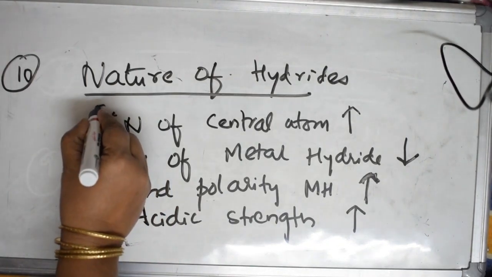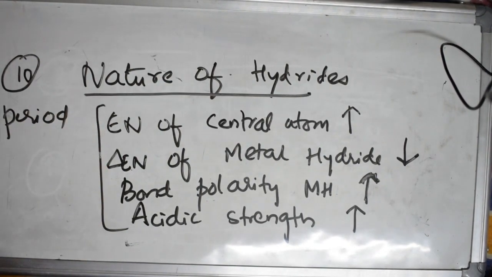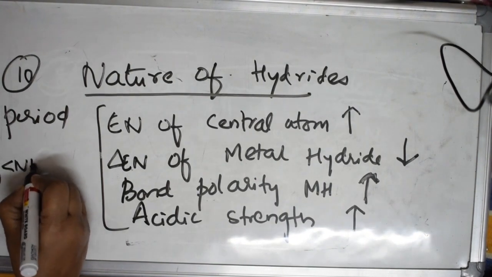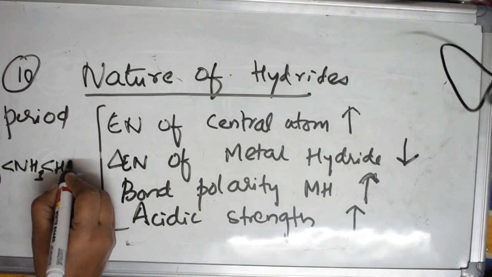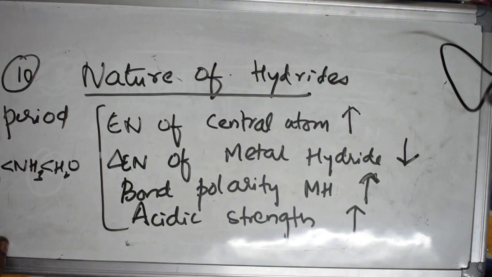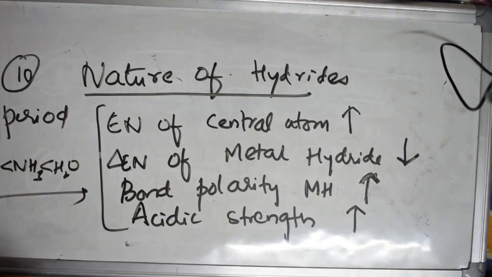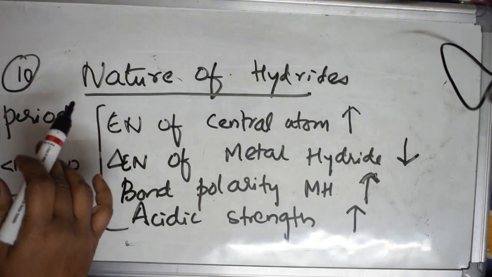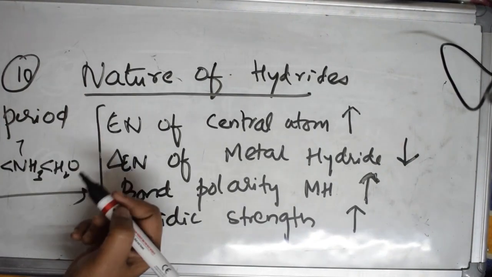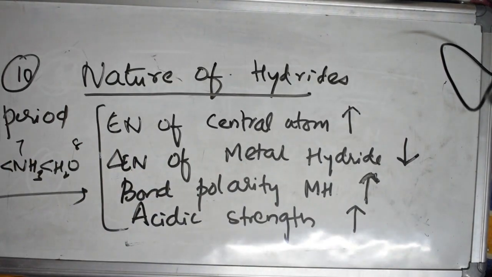Now this is in which case? This happens in the case of a period. So here this is a trend in the period. For example, CH4 is less than NH3, which is less than H2O. You're able to see this, students, it's clear? Now what is this? Carbon, nitrogen, oxygen, it's going in the period only. The carbon atomic number is 6, so it is a period. Again nitrogen atomic number 7, oxygen atomic number 8. So I'm going in a period. This is the trend, right?